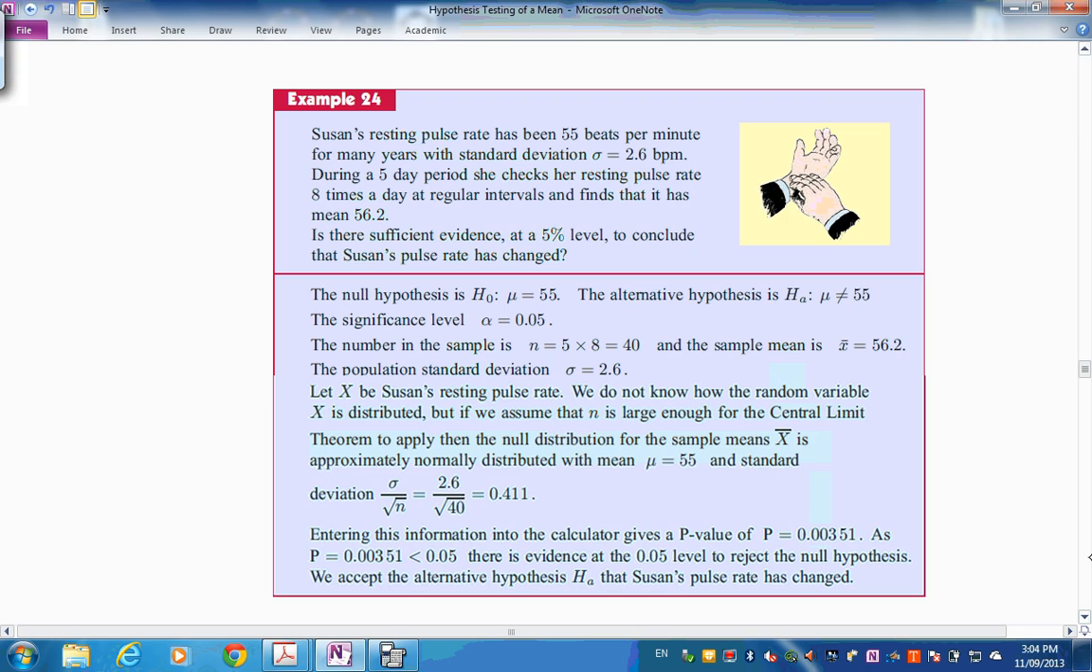Here's one. Susan's resting pulse rate has been 55 beats a minute for many years, with a known standard deviation. She checks her pulse rate 8 times a day and finds a mean of 56.2. Is that significant? Has it changed? Null hypothesis: no, it hasn't, it's 55. Alternative hypothesis: it's not 55 anymore. Significance level 5%. How many times did she measure it? 40. Sample mean was 56.2. Population standard deviation is 2.6.